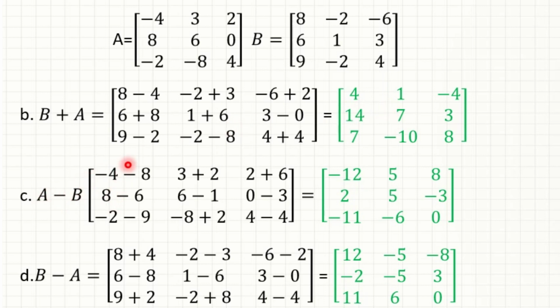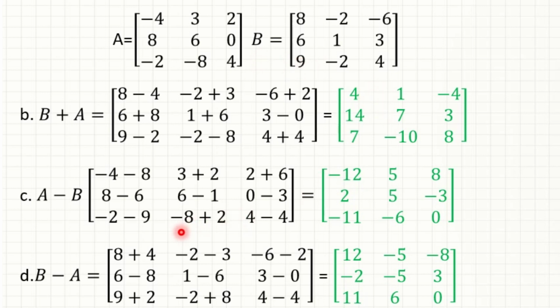For A minus B, you'll take negative 4 minus 8 to get negative 12. 3 minus negative 2, that will be 3 plus 2, you'll get 5. 2 minus negative 6 will be 2 plus 6, you get 8. 8 minus 6, you get 2. 6 minus 1 to get 5. 0 minus 3, it will be negative 3. Negative 2 minus 9, it will be negative 11. Negative 8 minus 2, you get negative 10. And then negative 8 minus negative 2, it will be negative 8 plus 2 to get negative 6. Then 4 minus 4, you get 0.